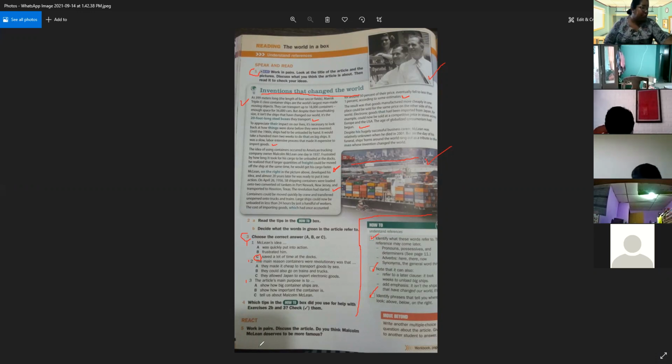They made it cheap to transport goods by sea. Hacía más barato el transportar bienes por el mar. They could also go on trains and trucks. También podía ir en trenes y en camiones. Or they allowed Japan to export electronic goods. Le permitía a Japón exportar bienes electrónicos.